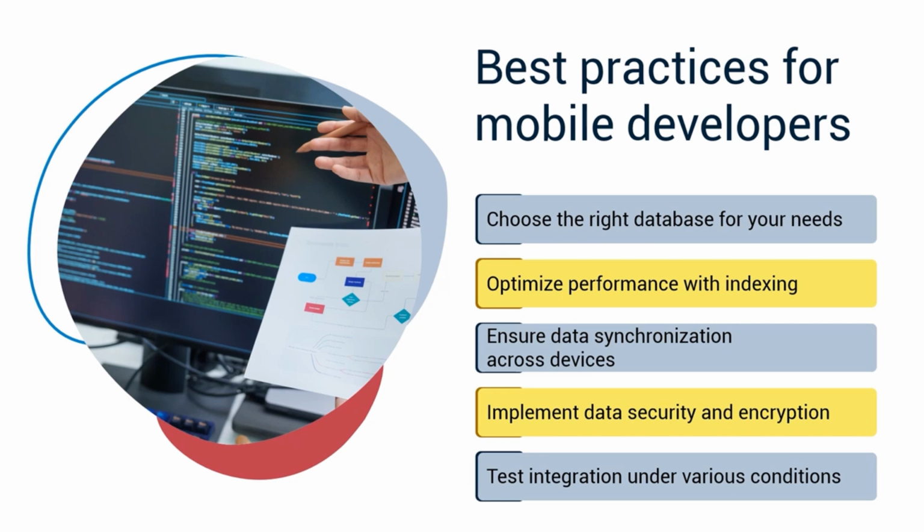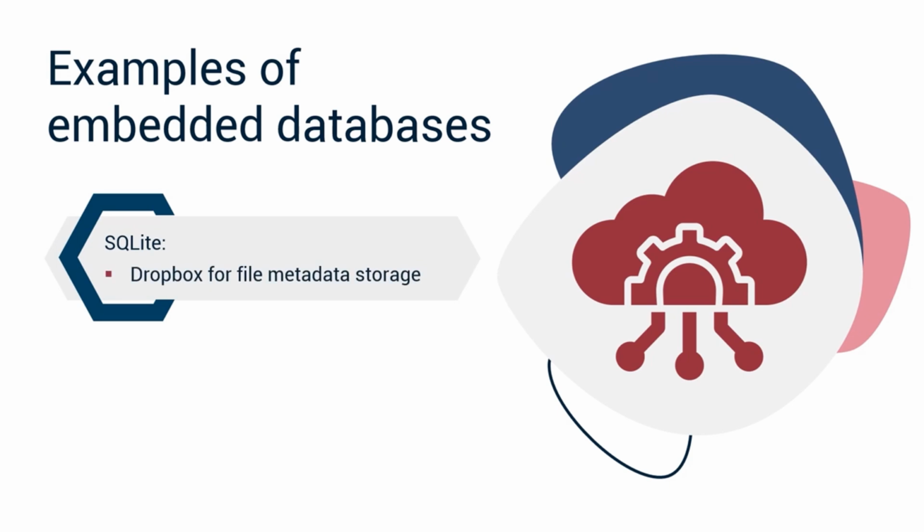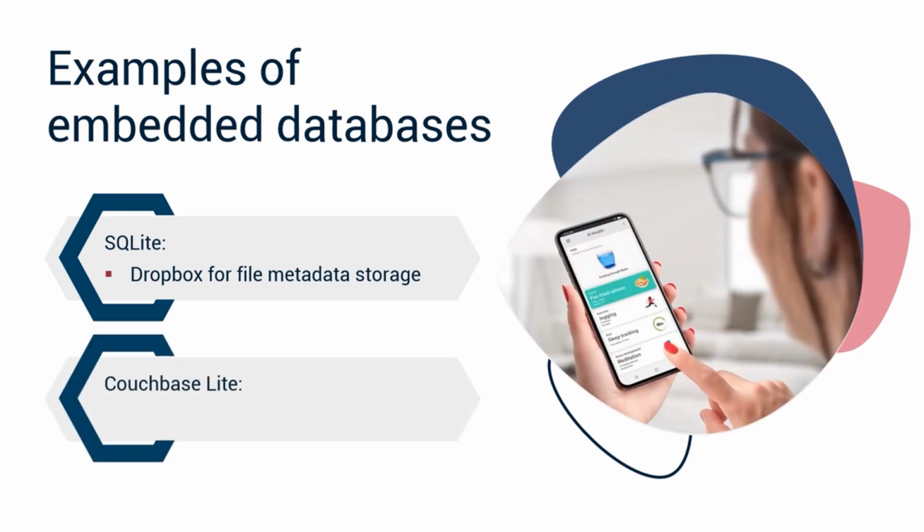Let's take a closer look at real-world examples of embedded databases. Here are some key examples that can help you learn how different databases solve specific challenges. SQLite, think of Dropbox. It uses SQLite to manage file metadata and sync status, which allows offline file access. Couchbase Lite, imagine a healthcare app that needs offline access to patient records. Couchbase Lite makes that possible.